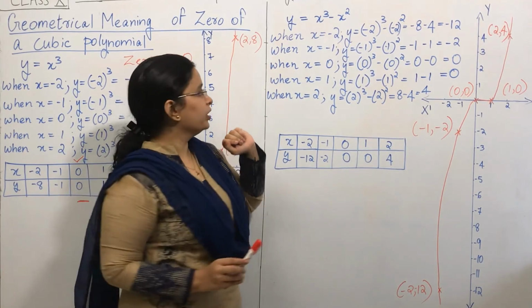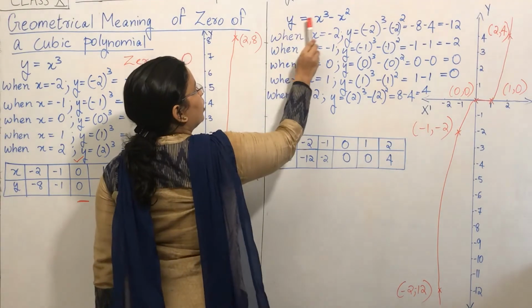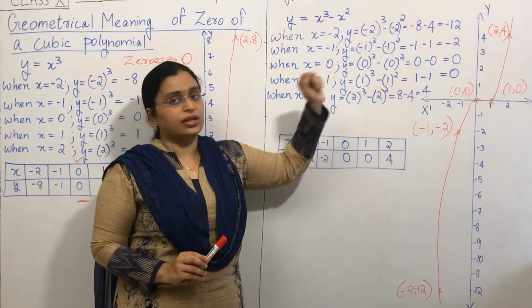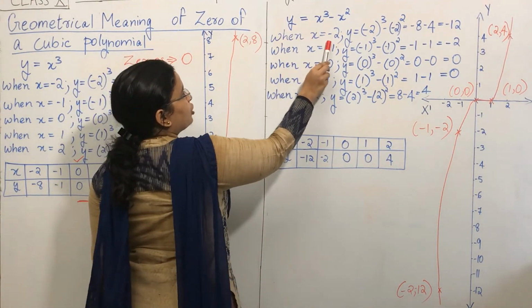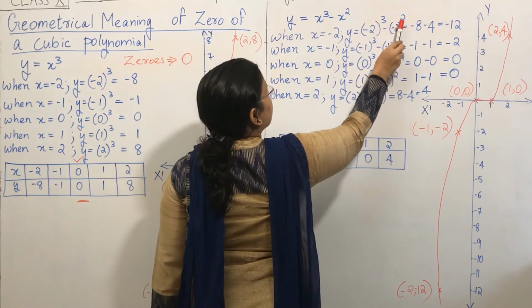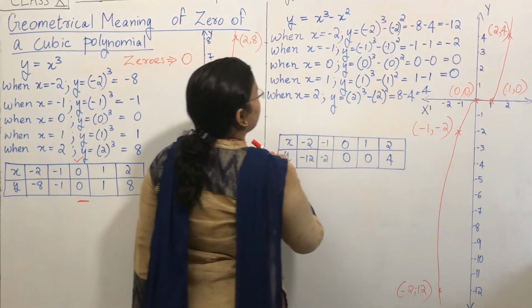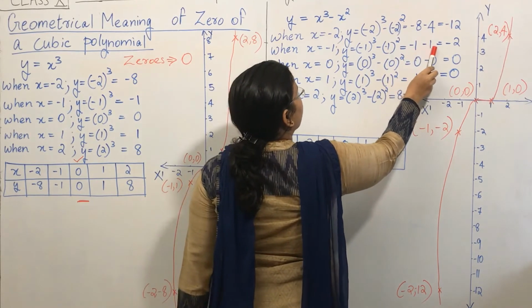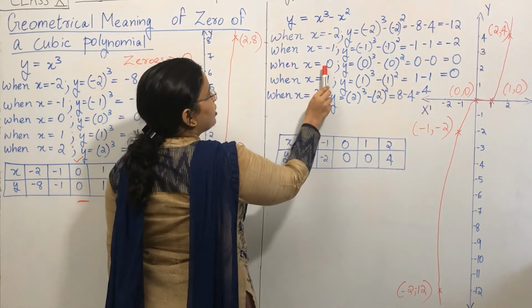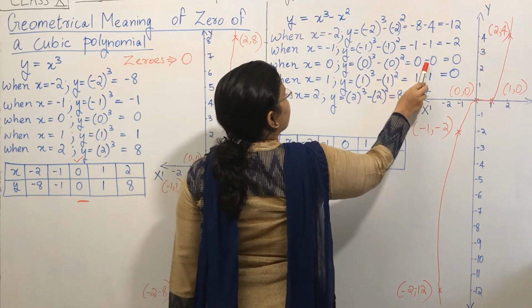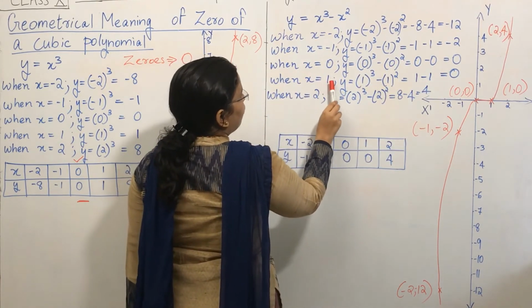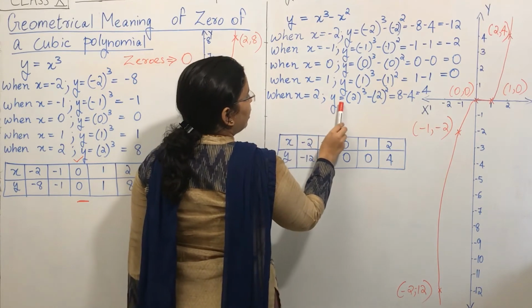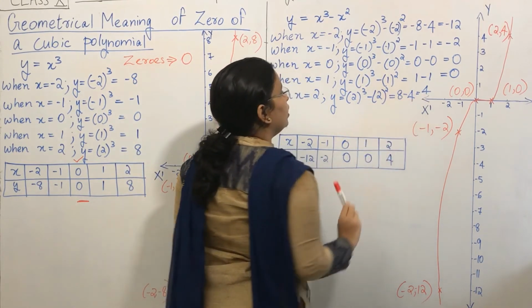Now we can move to the other case in which there are two zeros in the case of a cubic polynomial. Here we are taking the example y equals x cube minus x square. Now we are substituting various values for x and finding the corresponding values of y. When x equals minus 2, y equals (minus 2) cube minus (minus 2) square, equals minus 8 minus 4, equals minus 12. When x equals minus 1, y equals (minus 1) cube minus (minus 1) square, equals minus 1 minus 1, equals minus 2. When x equals 0, y equals 0 cube minus 0 square, equals 0. When x equals 1, y equals 1 cube minus 1 square, equals 1 minus 1, equals 0. When x equals 2, y equals 2 cube minus 2 square, equals 8 minus 4, equals 4.